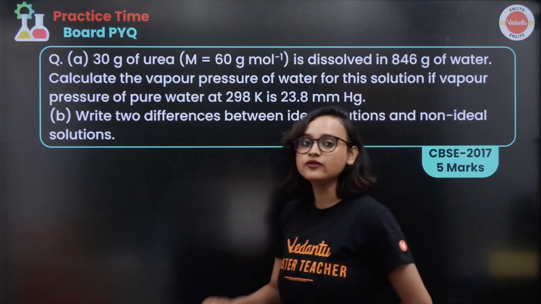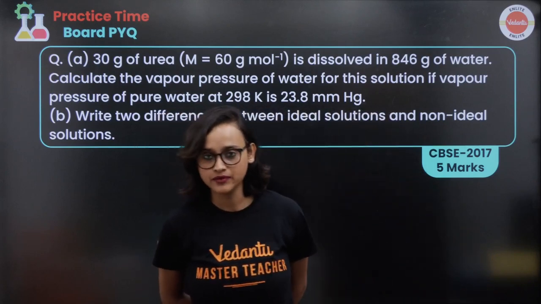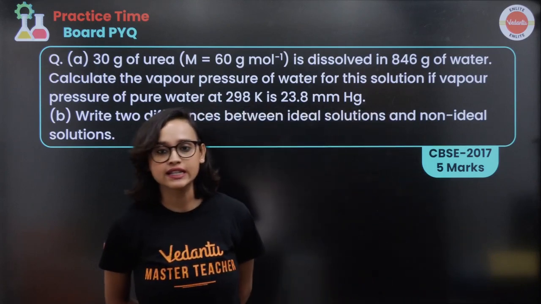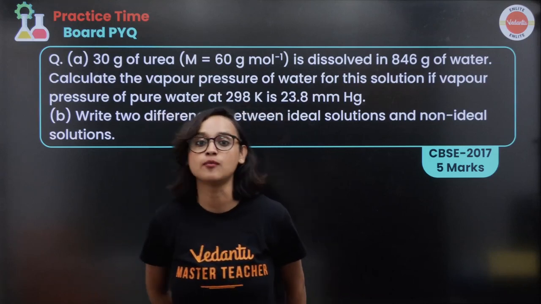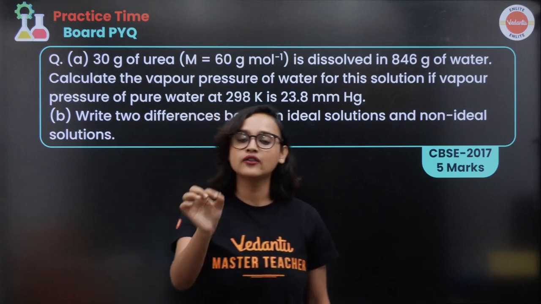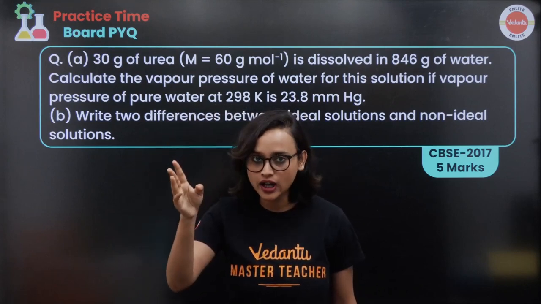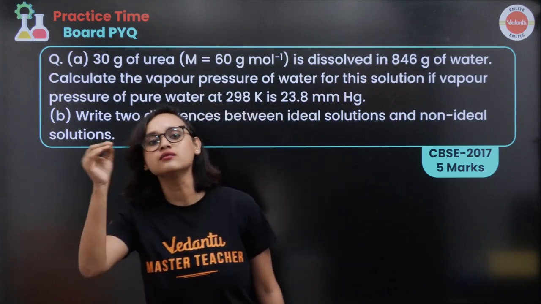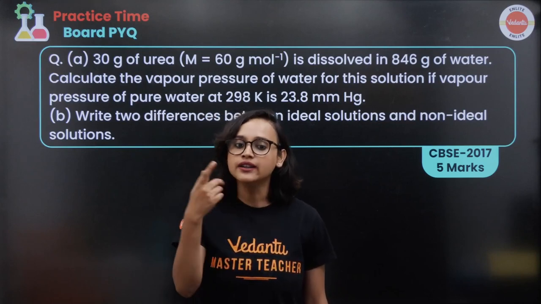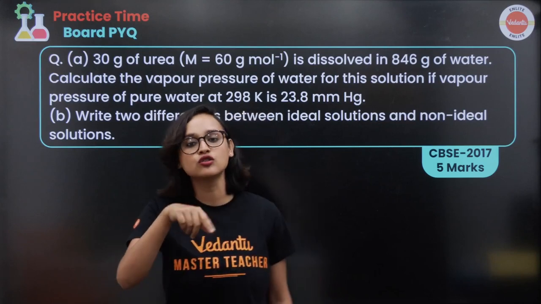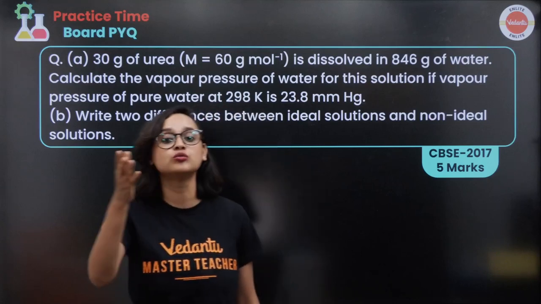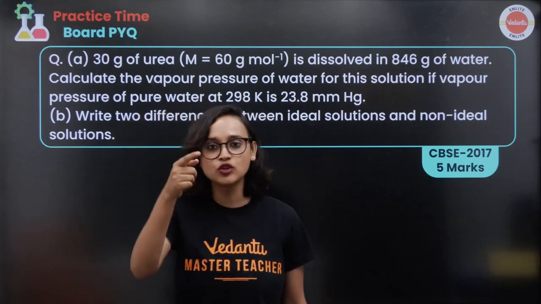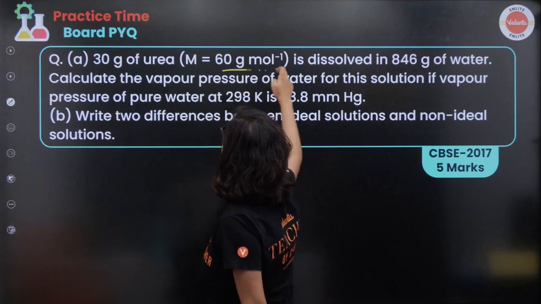So what are we given? We are given 30 gram of urea, and M is equal to 60 gram per mole. It is dissolved in 846 gram of water. So you are given W1, which is the mass of urea, and W2, which is the mass of water. You also know the molar mass of water and the molar mass of urea. Molar mass is already given right here.